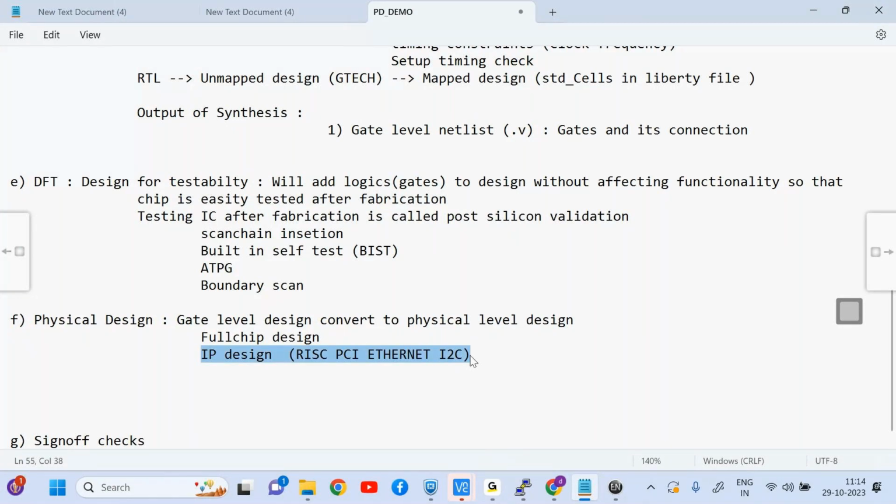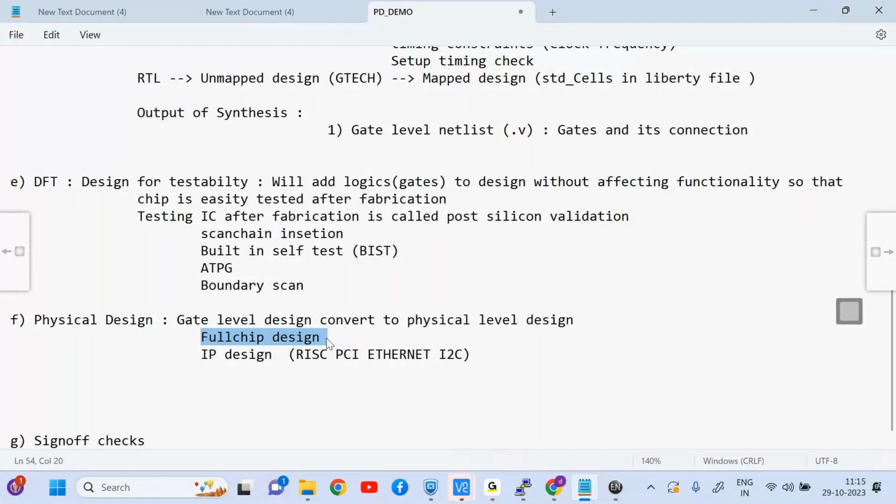Many companies will work only on IP design. They do not work on full chip level design. And they will tell that our IP is best, right? All the companies work on designing IPs in an optimized way, meaning consuming less area, less power, and good timing. After that, they'll sell the IPs. IP means intellectual property. These IPs are taken by full chip level designers, and they will integrate these IPs.